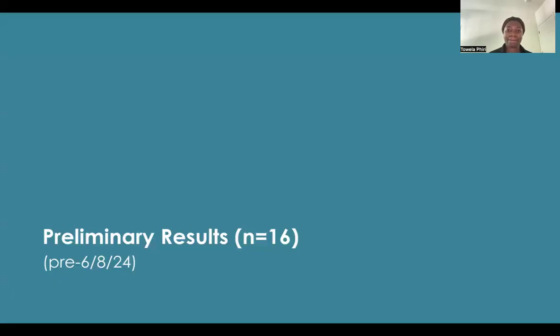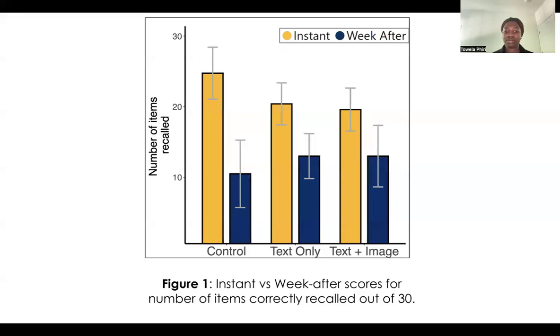So now let's talk about the results we got. As of June 8th for our poster, we had 16 data points. And here is our first metric. For our first metric, all we did is simply count how many of the 30 items they got correct. We didn't care about the order.